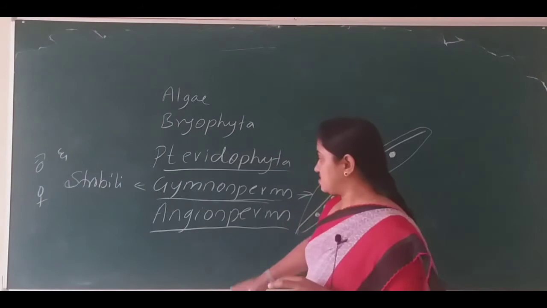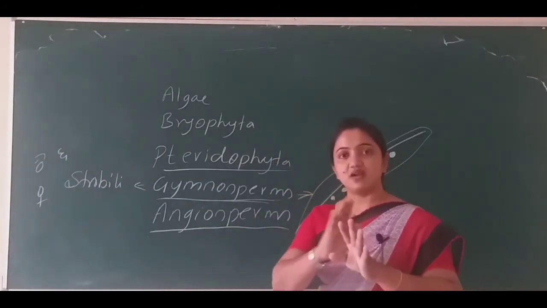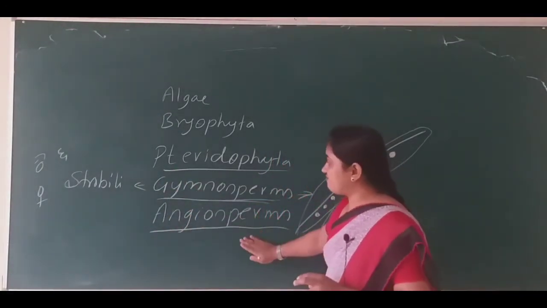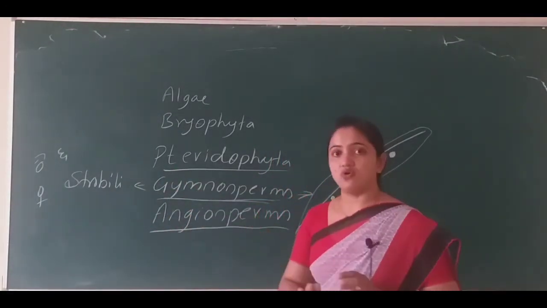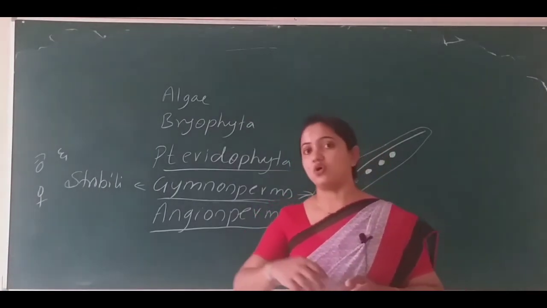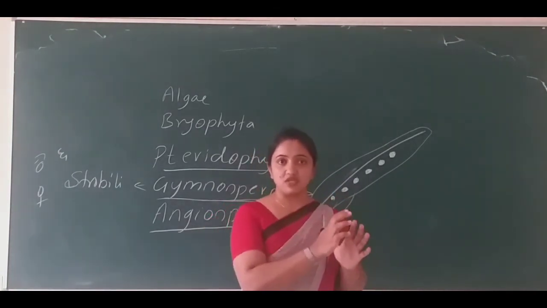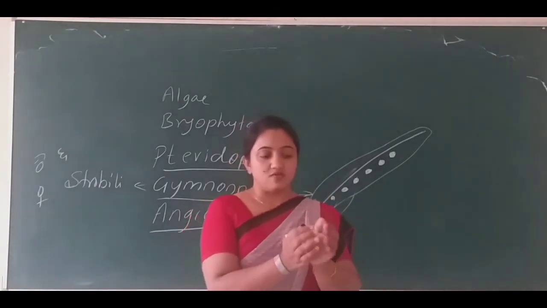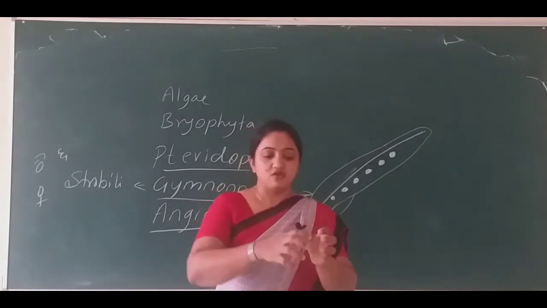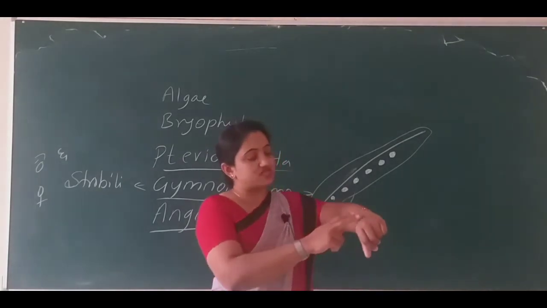My concept is that angiosperm plants are everywhere. They are distributed all around. Some of them grow on water, some grow on soil, and some grow on other plants. If one plant grows on one more plant, suppose consider this is one plant.